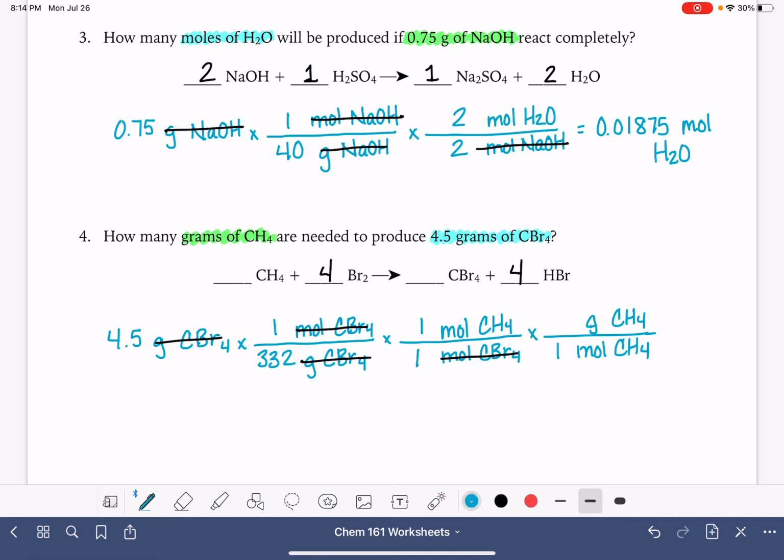So we are going to use the molecular weight for this. Carbon is 12, hydrogen, each one is about 1, and there are 4 of them, so that gives us a molecular weight of 16 grams per mole, and those mole units cancel, and we're going to be left with units of grams of CH4. 4.5 divided by 332 times 16, because I'm not going to do times 1 divided by 1, that's going to be 0.22 grams of CH4.